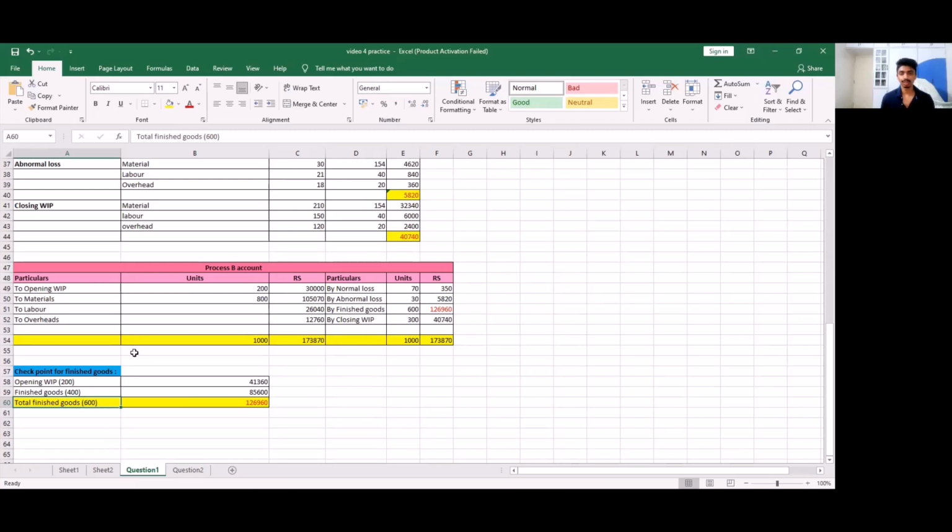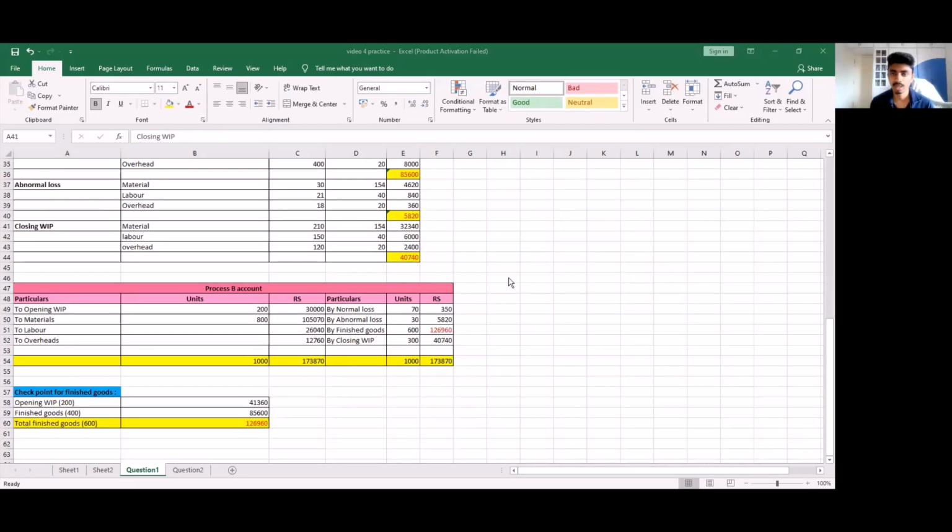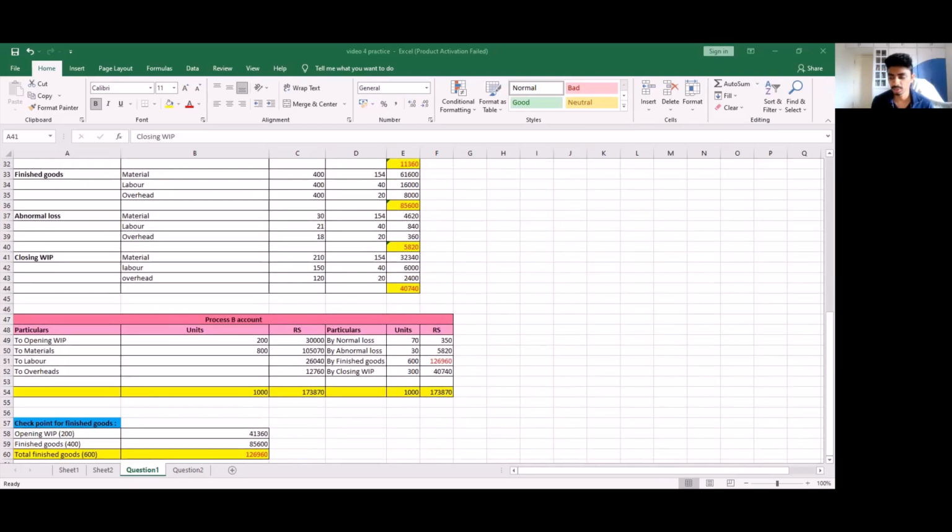With this, we are done with our first question. Let's move on to question number 2. Before we go on to our second question, let's first zoom in a little bit to take a look at the accounts that we have prepared in our question 1.